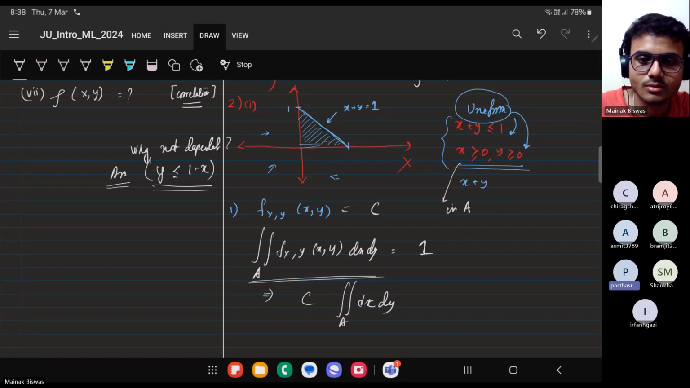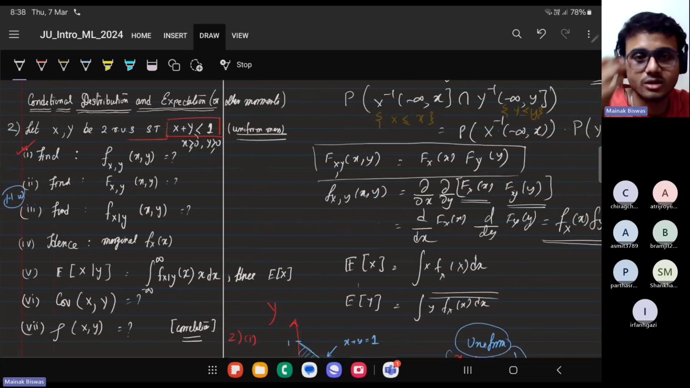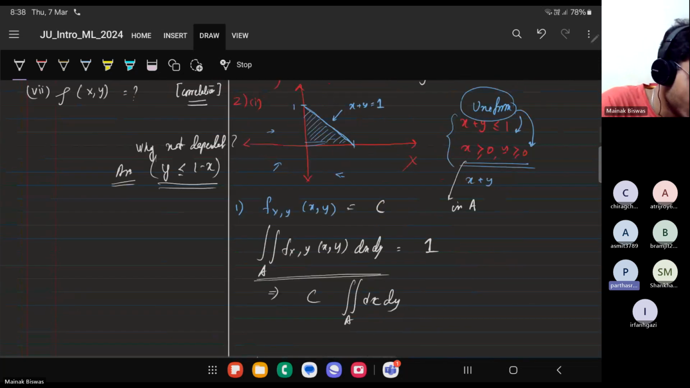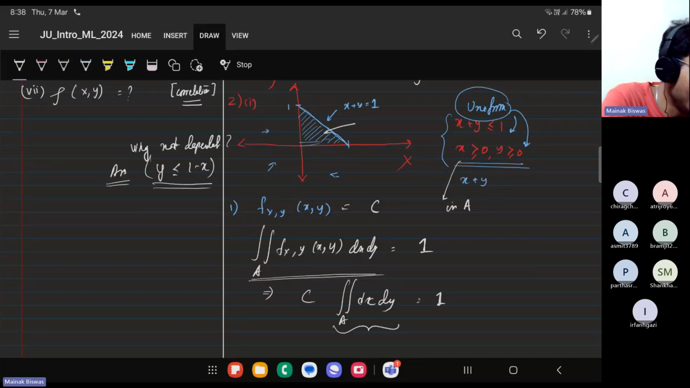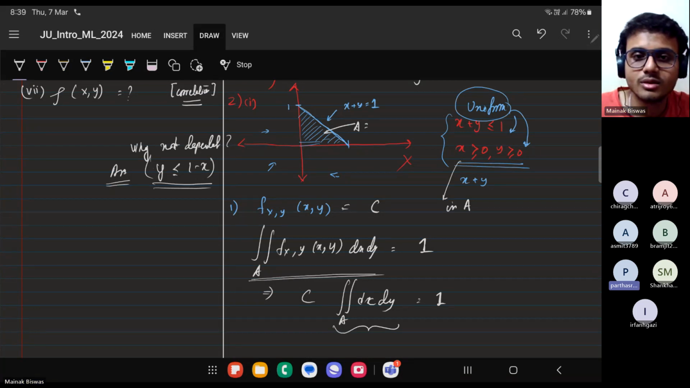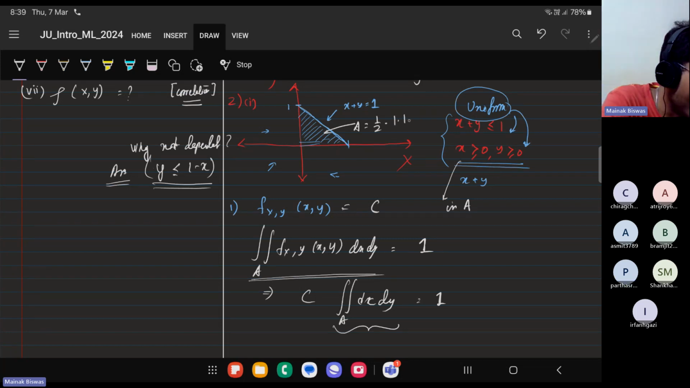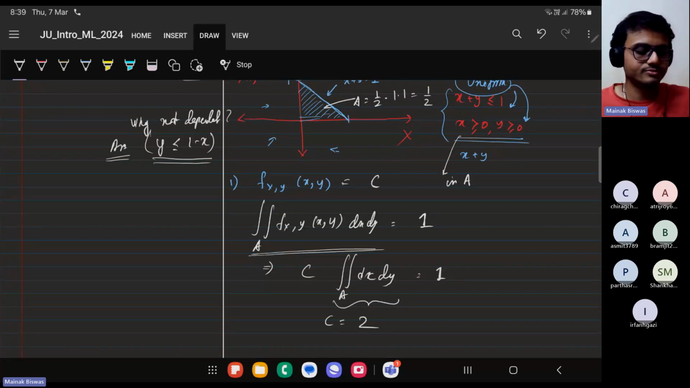Acha, you are assuming uniform. It is told uniform mass is present in the triangle. Oh, acha, then it will be c. Yes. So this is the area of this triangle, right? Has anyone any doubt regarding why this is going to be the area? This is going to be half into base into height, which is equal to half. So c is going to be equal to 2. Agreed?